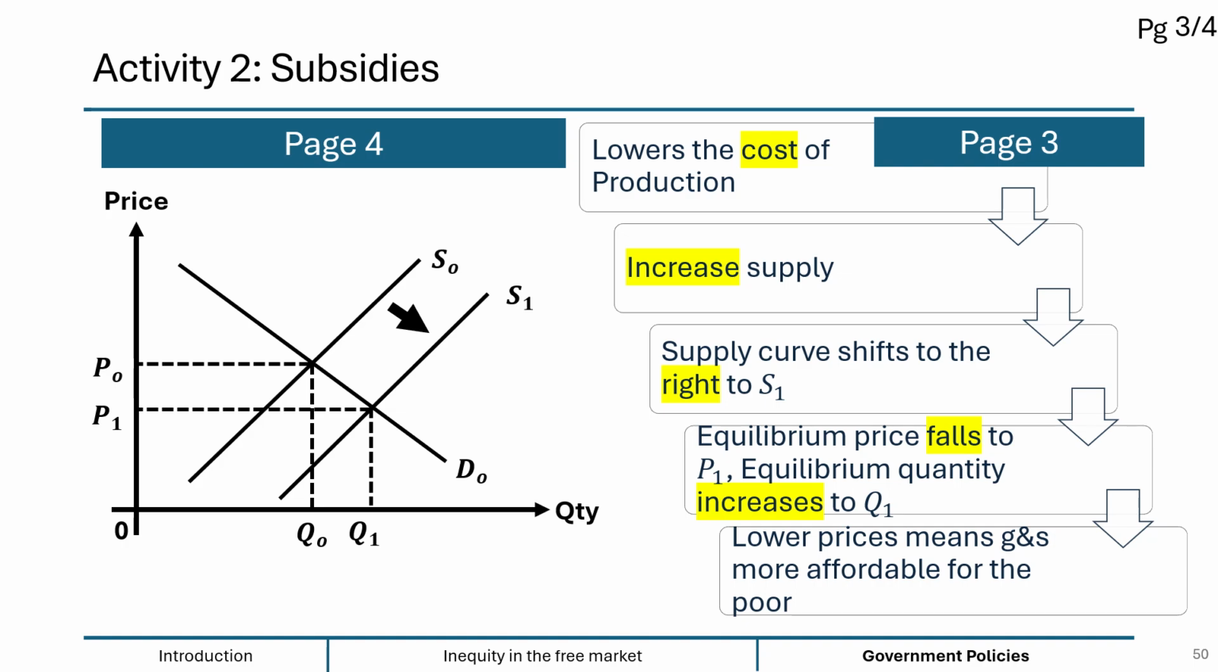Okay? Why does the supply curve shift to the right? It is because subsidies lower the cost of production for producers, and therefore it increases the supply. And when supply increases, it shifts to the right to S1, and you see your equilibrium price falling while equilibrium quantity rises. That means there are lower prices now, and goods and services are more affordable for the poor.